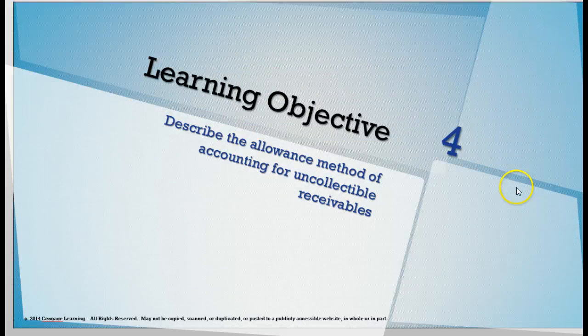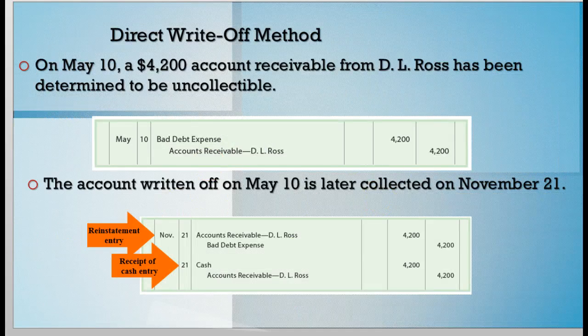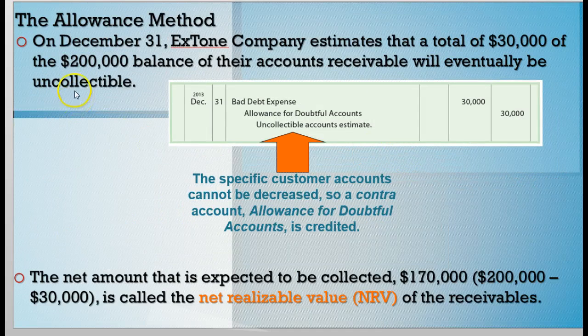So if you do it the allowance method, it's a lot smoother. You're not dealing with direct accounts here. You're dealing with a pool of accounts. So they decided on December 31st that $30,000 worth of the $200,000 balance in their accounts receivable will eventually be uncollectible. So we're looking at this group of accounts receivable, and $30,000 of that will eventually be uncollectible. There's no specific account tied to that. It's just all of accounts receivable. We don't know which ones.